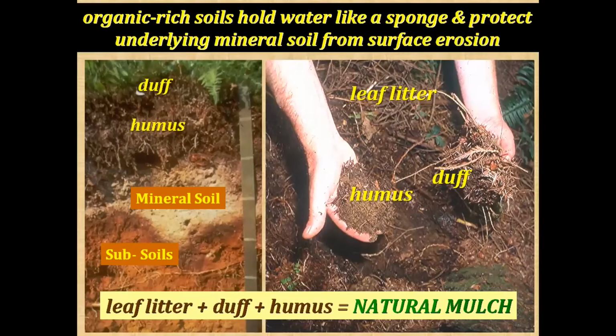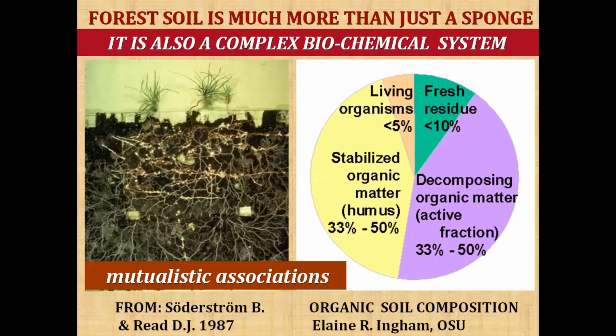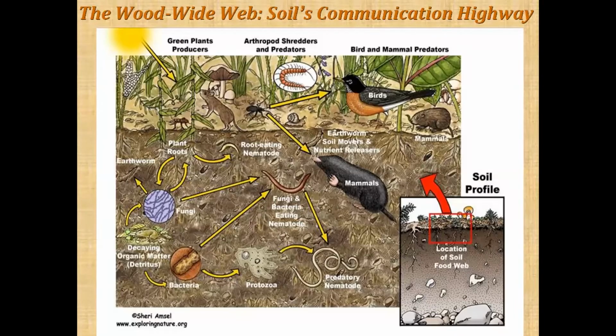The organic rich soils are like a sponge, and they hold water and protect the underlying mineral soil from surface erosion. The leaf litter, the forest duff, the humus, all together create a very valuable natural mulch. But soil is much more than just a sponge. It's a very complex biochemical system with numerous mutualistic associations, which you may have been hearing about. It has become pretty prevalent in the news, called the World Wide Web by some people, soil's communication highway.